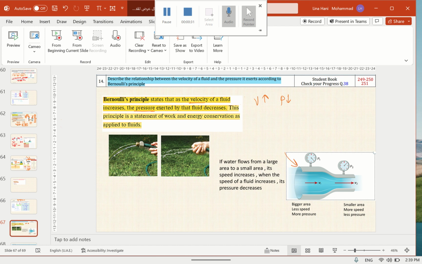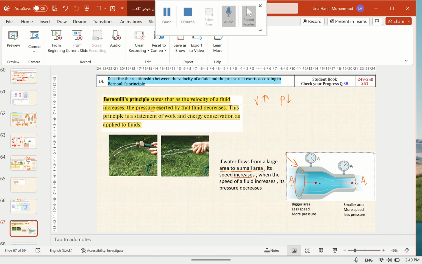Now, this is called Bernoulli's tube. You can see that it has two different areas. The water goes from the bigger area and exits from the smaller area. So here you can see that A1 is bigger than A2. Now, if the water flows from the larger area to the small area, its speed increases.